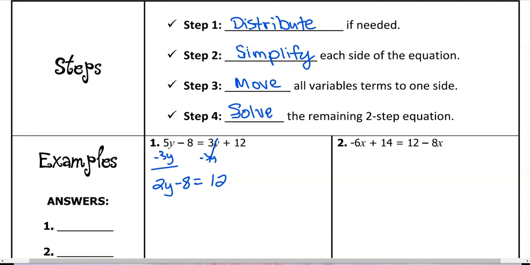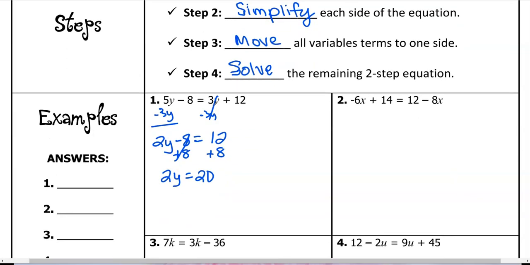So they're all on the same side, but now we have a two-step equation. So we need to move our loose number first. What's my loose number considered to be? Is it the 2 or the 8? What's loose? The 8. Good. It's a negative right now, so how are we going to move it? We're going to add it. So now I have 2y equals 20.